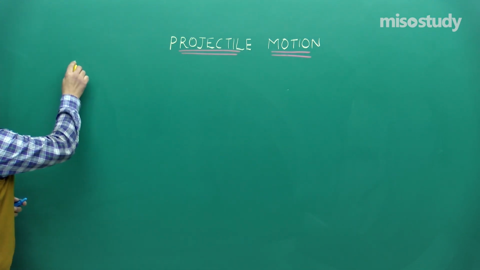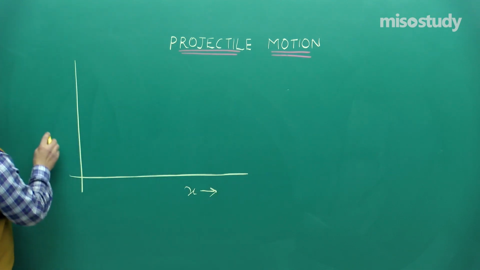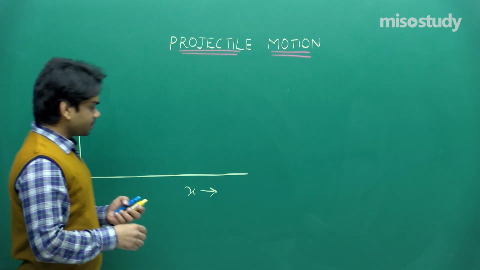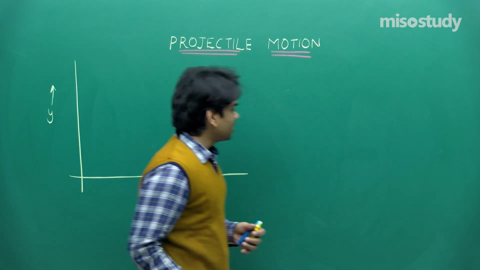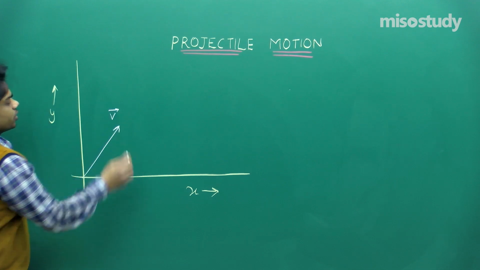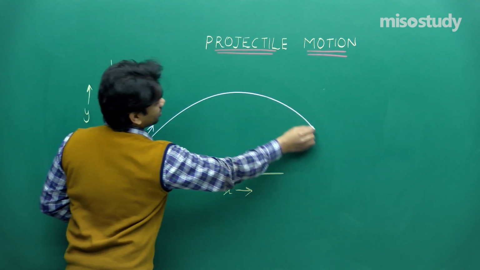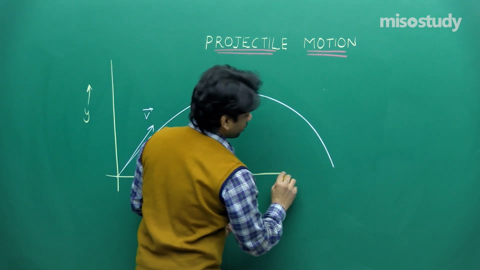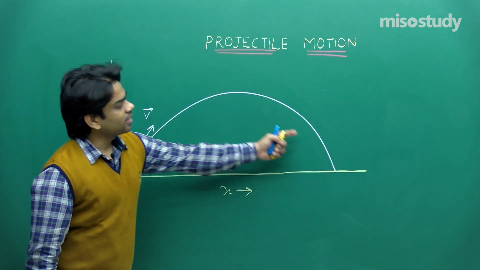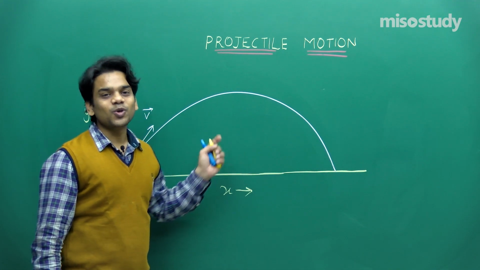Suppose the horizontal displacement is given along the x-axis and the vertical displacement is given along the y-axis. The particle is moving in two-dimensional space and it is projected in this direction. This is the initial velocity which we have given to the particle. It was projected in this way and will follow a path as given in this figure. You can see this path looks like a semicircular path, but actually it's a parabolic path, which will be shown at the end.